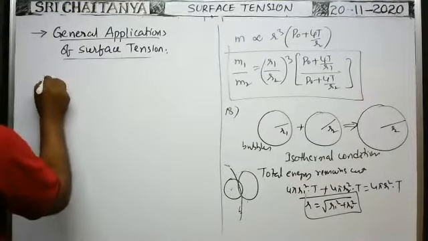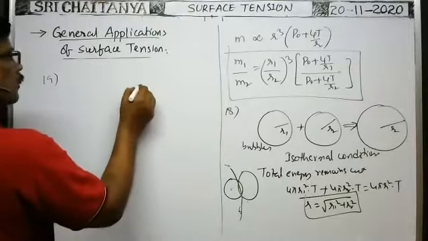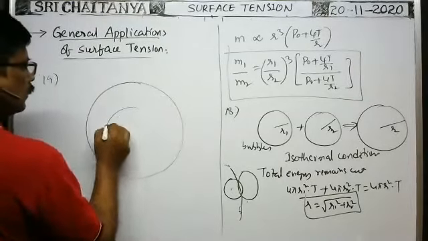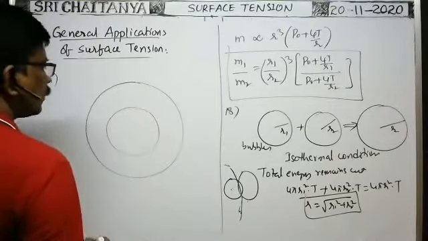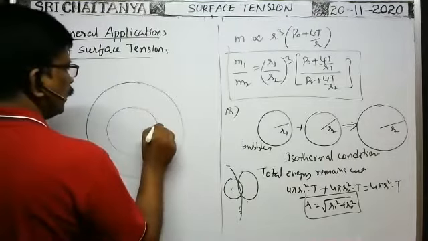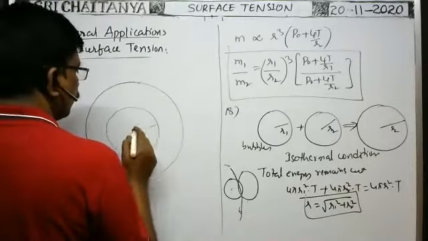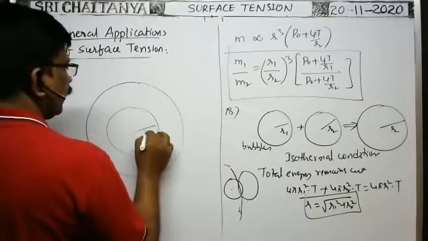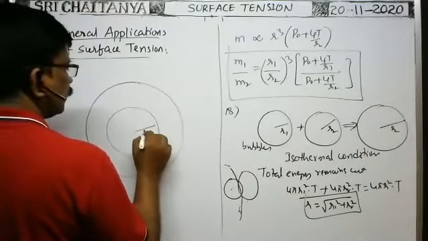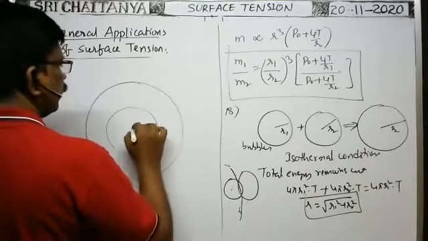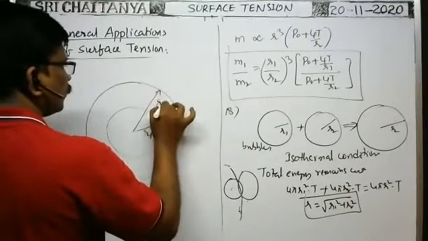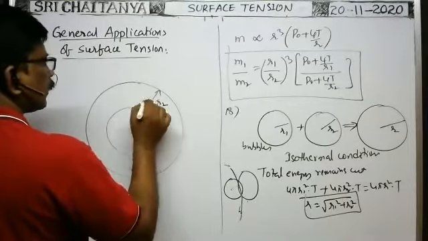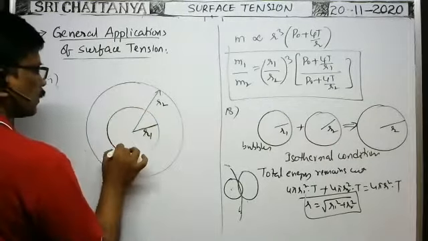Next, suppose there are two bubbles, one inside the other. The radius of the smaller bubble is R1, and the radius of the larger bubble is, say, R2. Okay, these are the two bubbles.